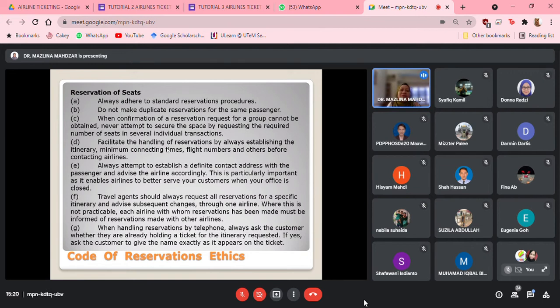So what happens is, you, the travel agent, will have to pay compensation, and pay for my flight until I reach Mulu, for example. So that is minimum connecting time: make sure the itinerary, the minimum connect time, the flight numbers and others are verified and correct before you confirm the booking. Always attempt to establish a definite contact address for the passengers and advise the airline accordingly. The contact address or phone number is very important, so enter the number correctly.